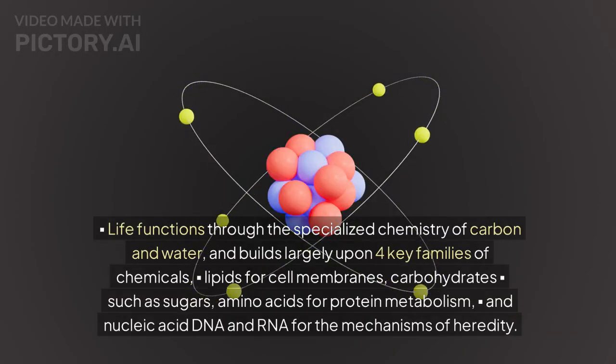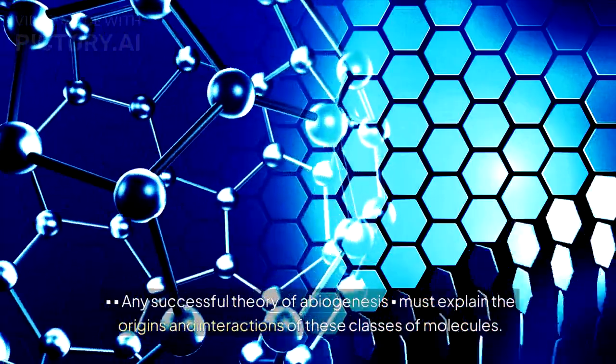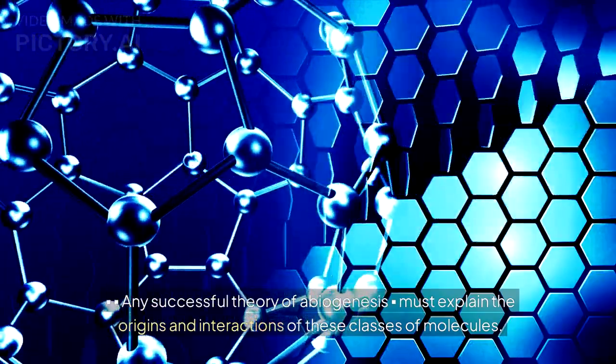Life functions through the specialized chemistry of carbon and water, and builds largely upon four key families of chemicals: lipids for cell membranes, carbohydrates such as sugars, amino acids for protein metabolism, and nucleic acids DNA and RNA for the mechanisms of heredity. Any successful theory of abiogenesis must explain the origins and interactions of these classes of molecules.